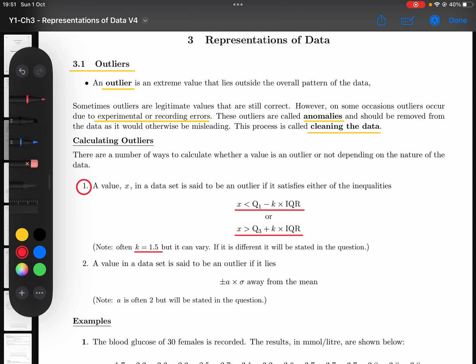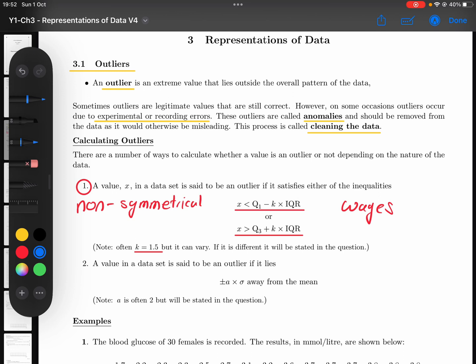So we would often use this method for calculating outliers for non-symmetrical data. A real-life example might be the wage distribution in the UK. Often you'll see in government statistics the median and quartiles being used to represent this data.